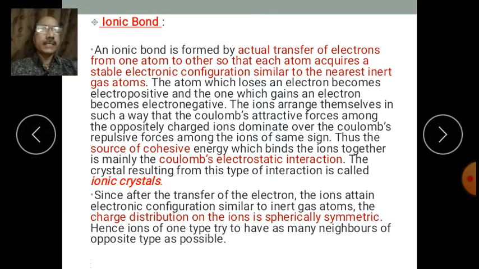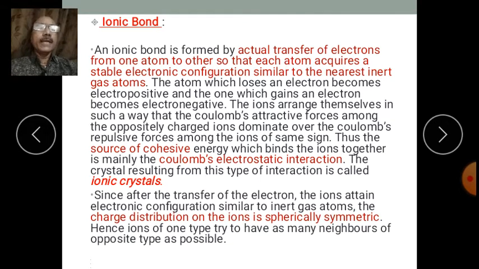Which are the inert gas atoms? Helium, neon, argon, krypton, xenon, like that. And their outermost orbit is filled, isn't it? For helium, there are 2 electrons in the outermost orbit. Like neon, there are 8 electrons in the outermost orbit. So the outermost orbit or octet is completed.